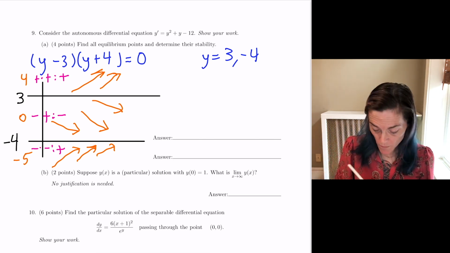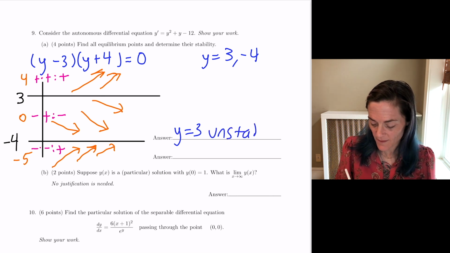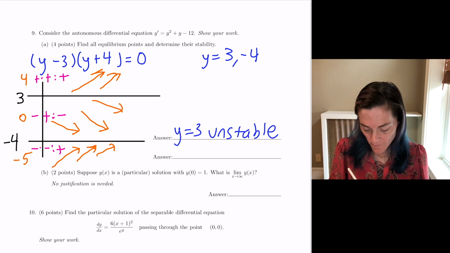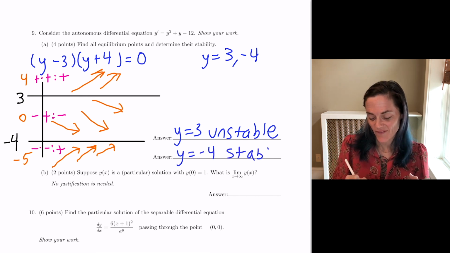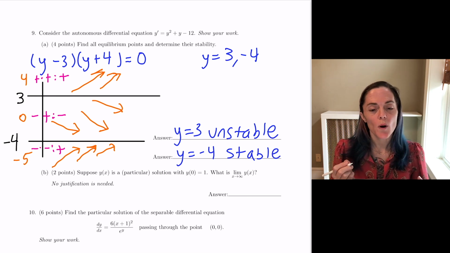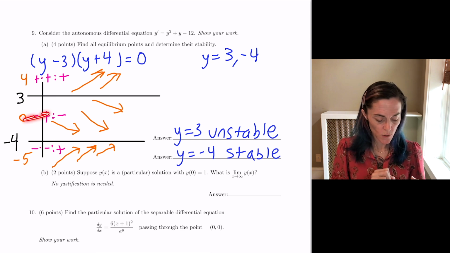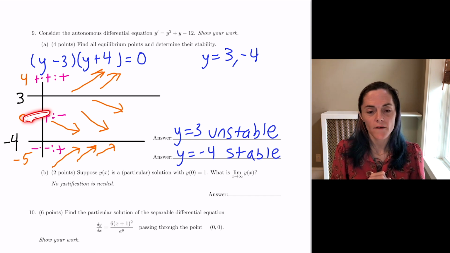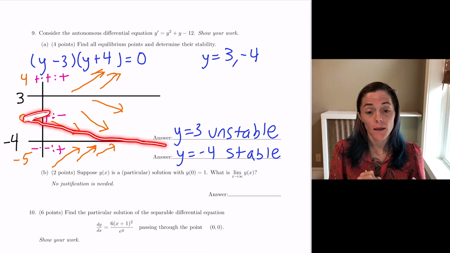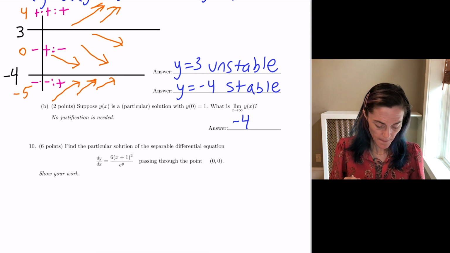Now we just look at the picture and we can write our answer. We notice that y equals 3 is unstable. Y equals negative 4 is stable. Suppose y of x is a particular solution with y of 0 is 1, so it starts somewhere in here. What is the limit as x goes to infinity of y of x? Well, the answer is this stable equilibrium point, minus 4. Very nice.